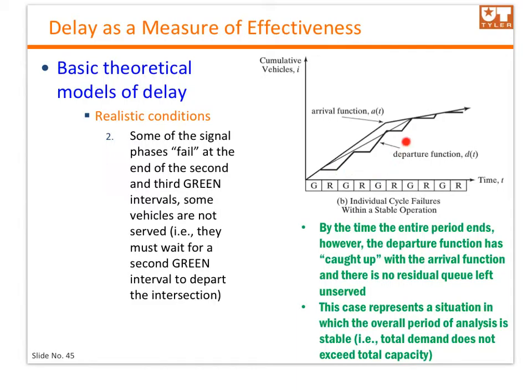Although here we have problems, for this cycle we couldn't catch up, and for this cycle all the way to here, but when we reach this green light, the two lines catch up again. So at the end of the analysis, there is no residual queue left unserved. This case really represents a situation in which the overall period of analysis is stable. That means, again, overall the total demand doesn't exceed the total capacity.